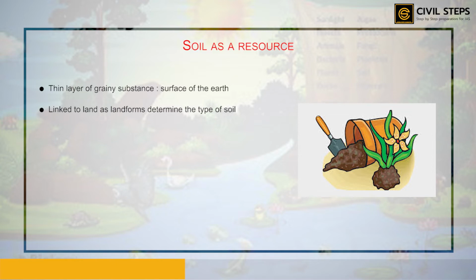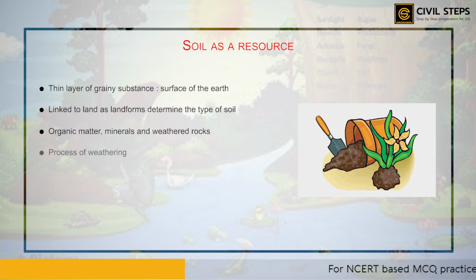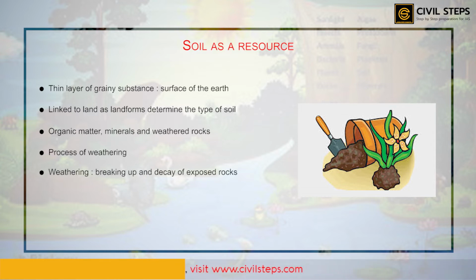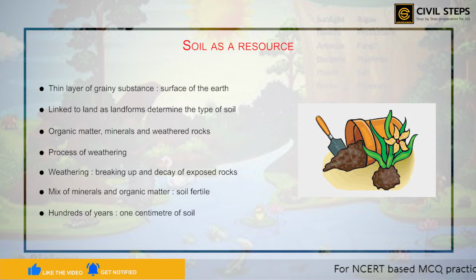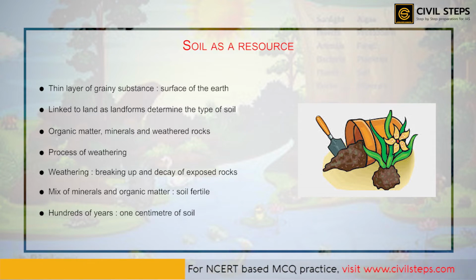Soil is made up of organic matter, minerals, and weathered rocks found on the earth. This happens through the process of weathering. Weathering can be defined as breaking up and decay of exposed rocks by temperature changes, frost actions, plants, animals, and human activity. The right mix of minerals and the organic matter make the soil more fertile. It takes hundreds of years to make just 1 centimeter of soil.